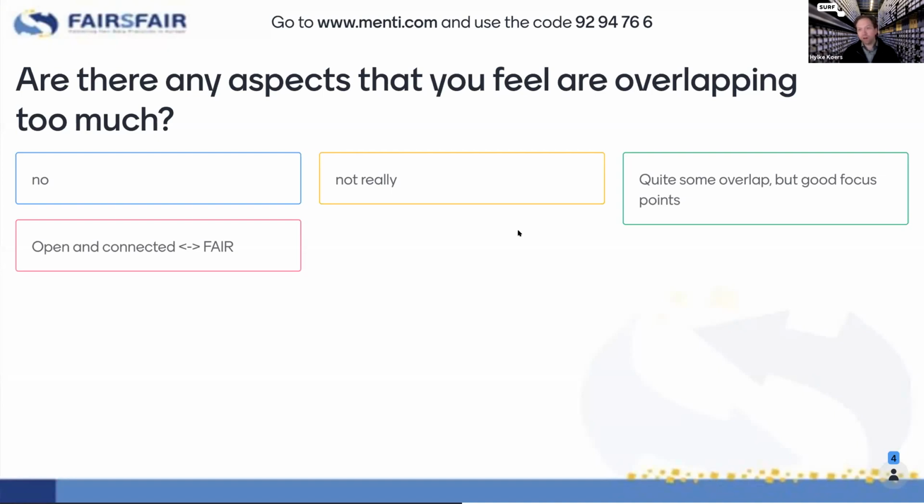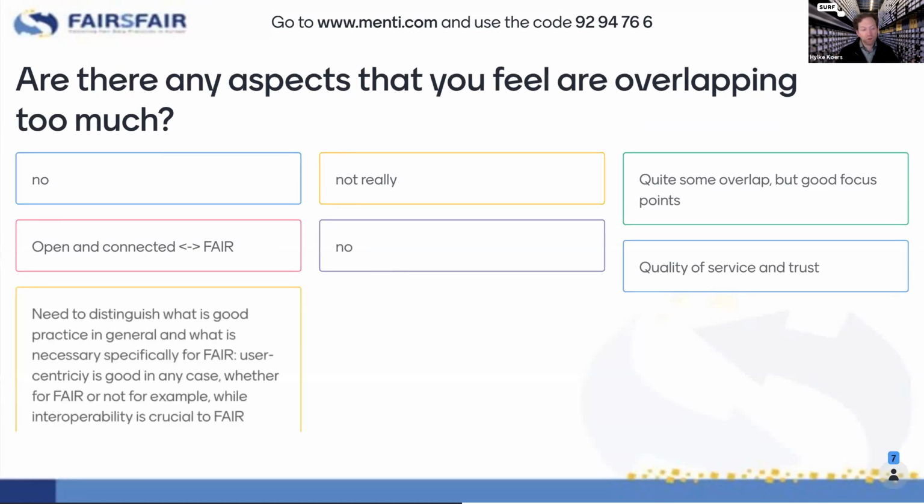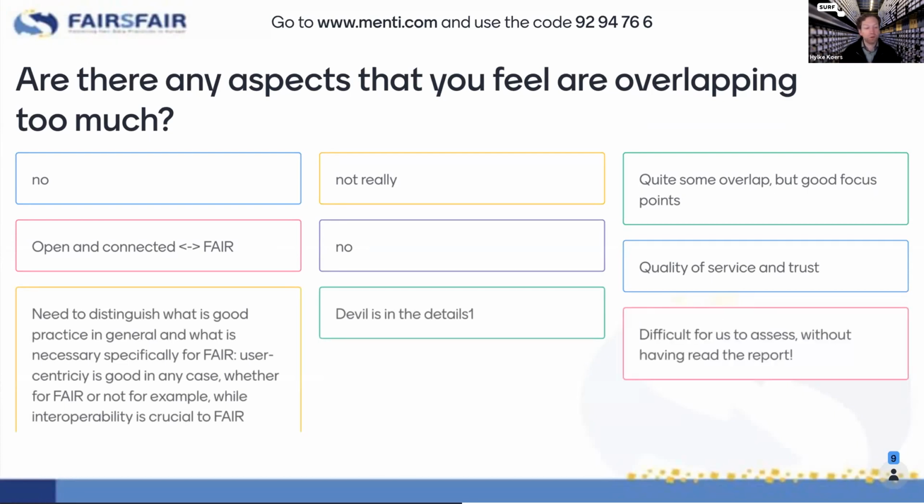Open and connected is kind of FAIR. Yeah, that does make sense. I agree. And I also appreciate it might be a challenging question to really have formulated your thoughts if this is the first time you have seen those aspects. But part of the webinar is also, of course, to get the thinking going. So if you have further feedback about this later on, then please do find us either through the link to the public consultation document or over email or any other way.